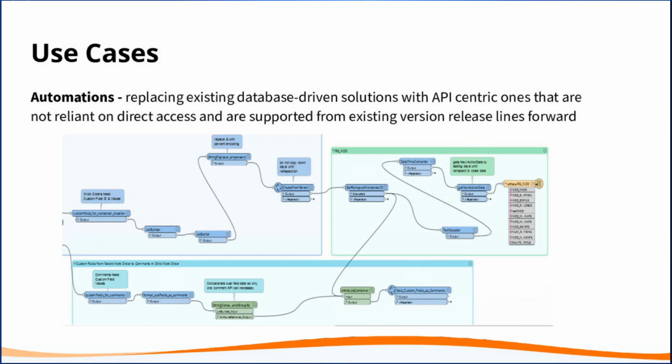Next, we have automations, which replace existing database-driven solutions with API-centric ones that are not reliant on direct access and are supported from existing version release lines moving forward. And this is becoming increasingly important as hosted environments like Cityworks and ArcGIS Online are offered to free up IT and development resources.